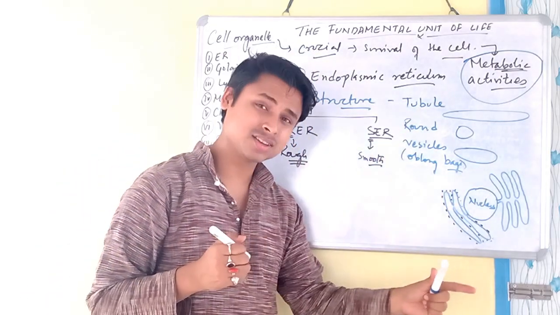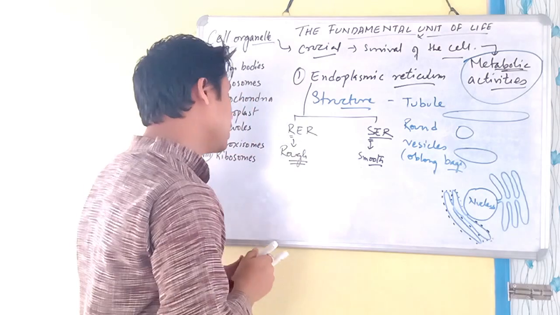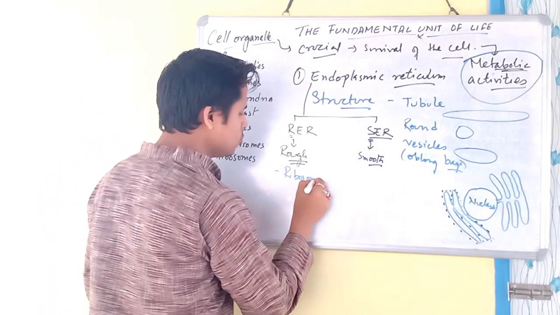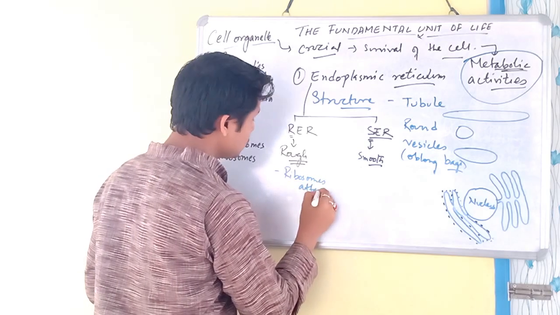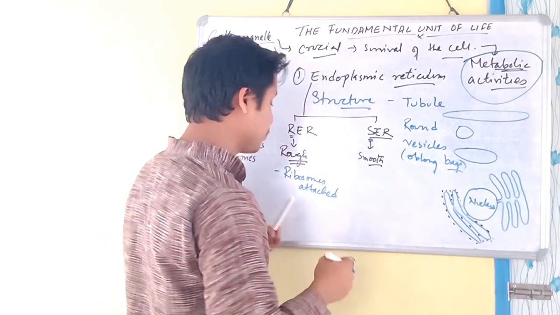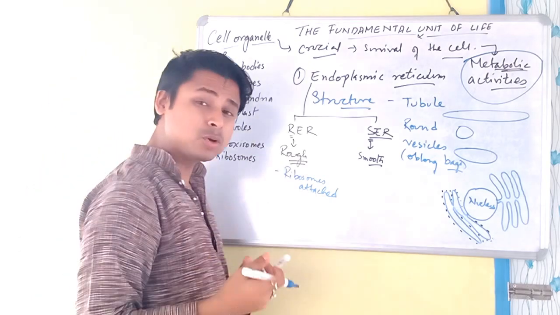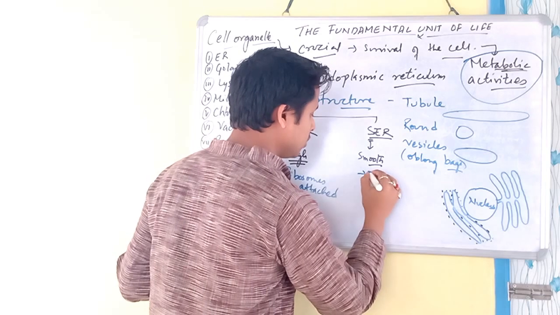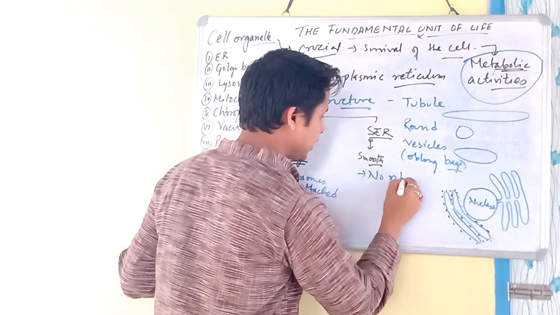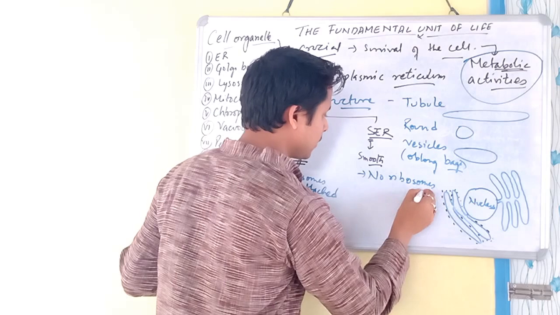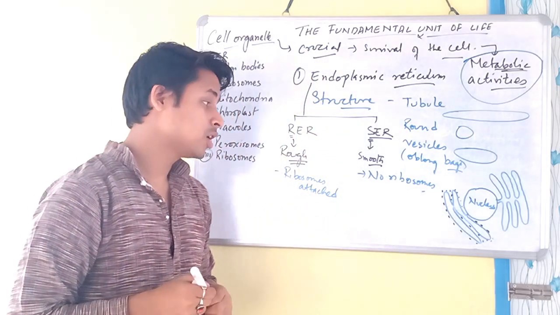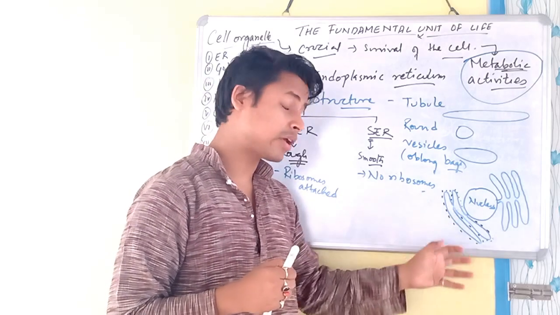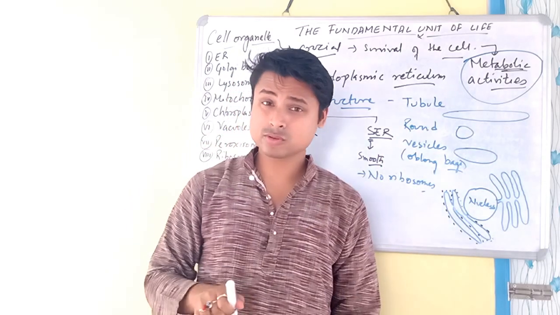I have drawn dots here. What do these dots represent? In the rough endoplasmic reticulum, ribosomes are attached. Ribosomes are another cell organelle, right? So ribosomes are attached here, whereas here no ribosomes are attached. Because of this, under the microscope we find a rough surface because of the presence of ribosomes, and here a smooth surface, no ribosomes.